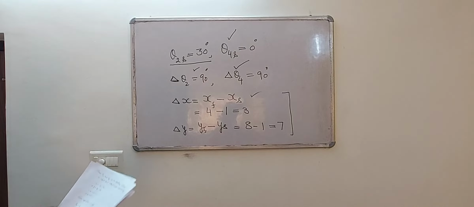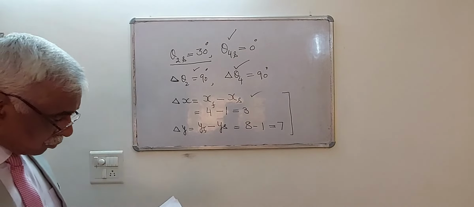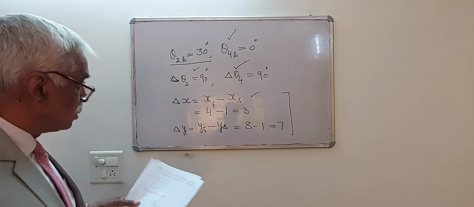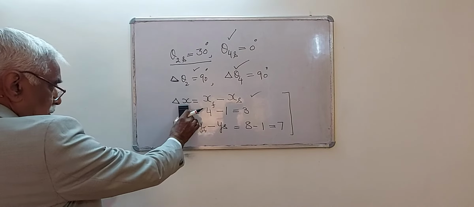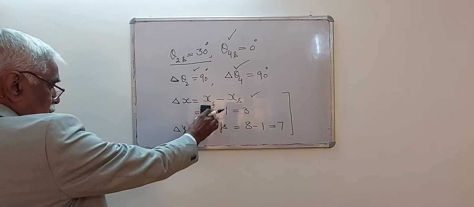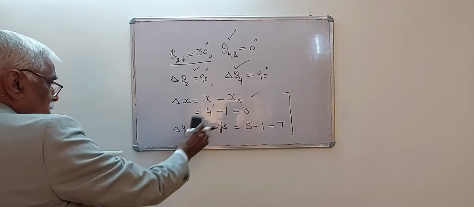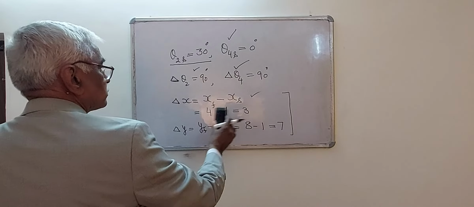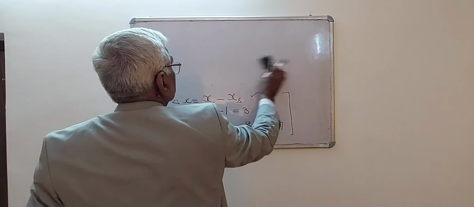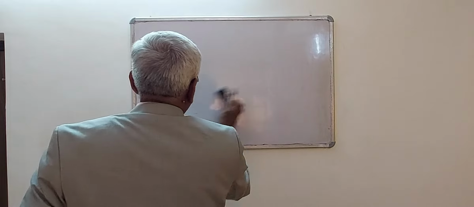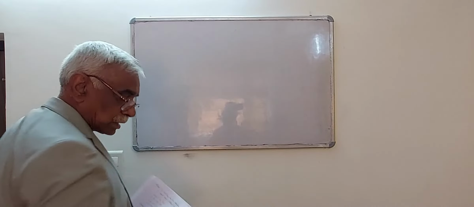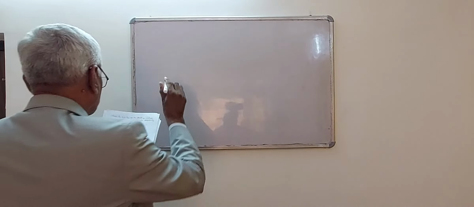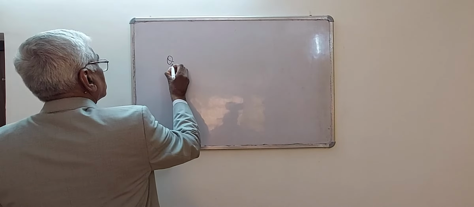Now, I come back to, is it clear? Delta x is equal to final x minus initial x. Delta y is equal to final y minus initial y is equal to this value. I go back to the calculation of theta 21.